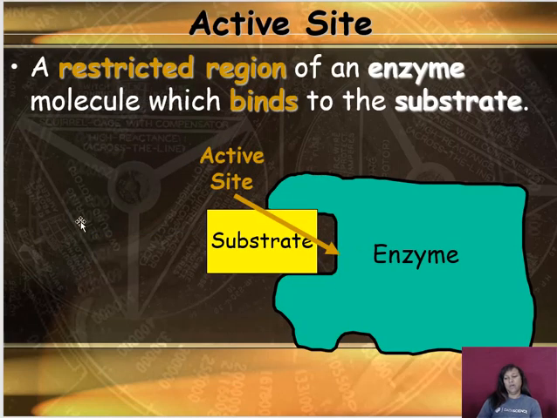And so we call this region where the substrate fits a restricted region. So it's the restricted region of an enzyme. And this is what binds to the substrate. And exactly where it binds is called the active site. So what you want to remember is that enzymes have an active site. And that active site is conformationally specific to that substrate.